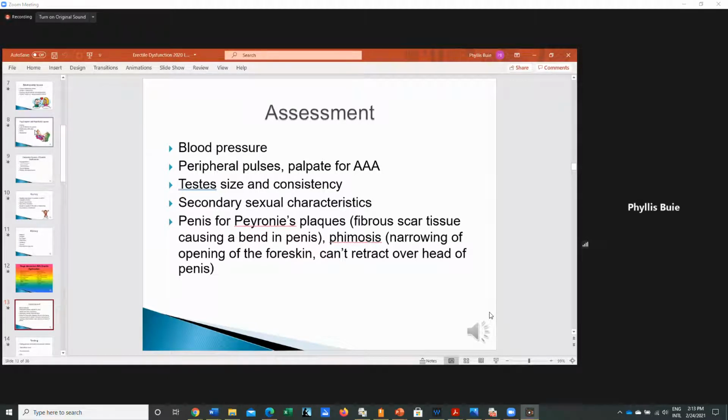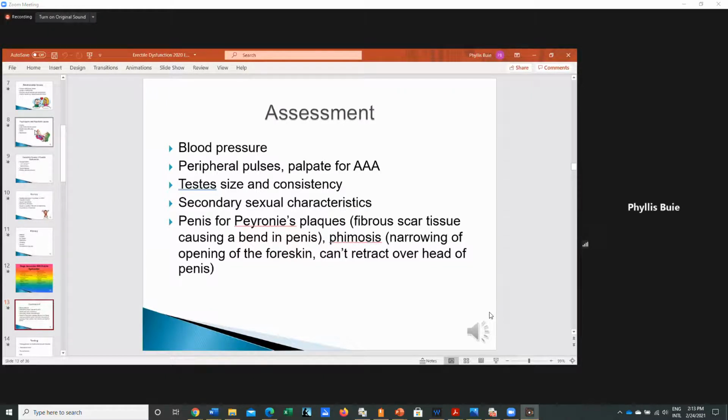And then, do they have any type of Peyronie's plaques, this fibrosis, which is scarred tissue in the penis that causes it to bend, so it can't be straight? So they may have that problem, and there are medications out there that can be helpful with that.